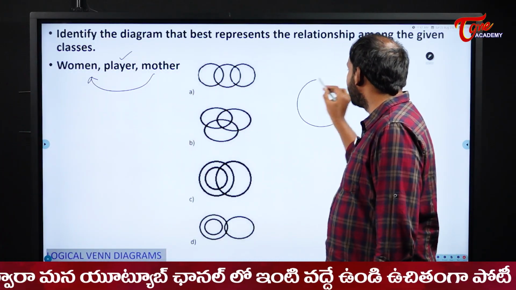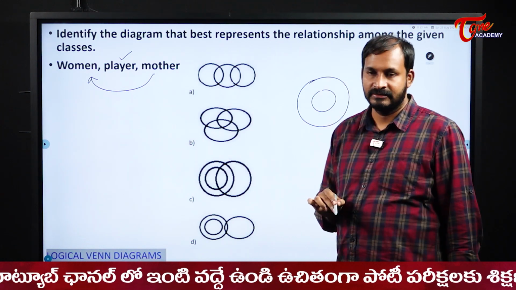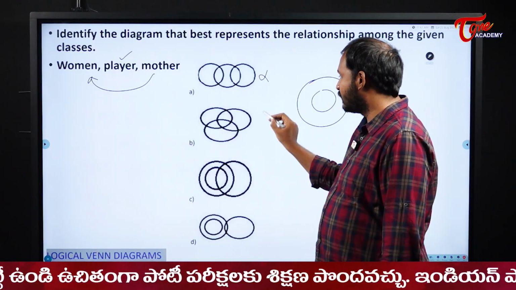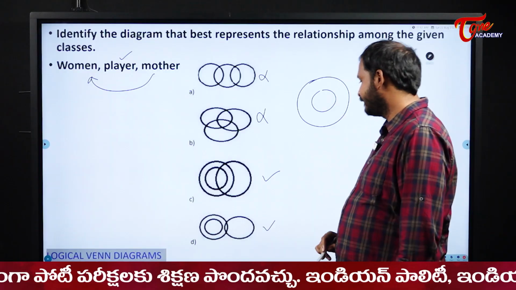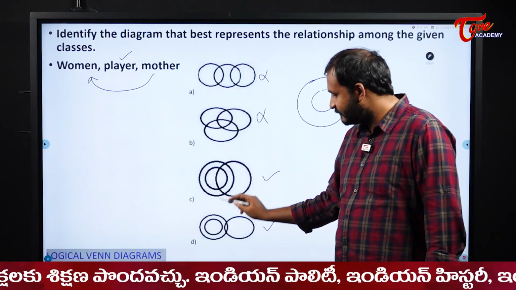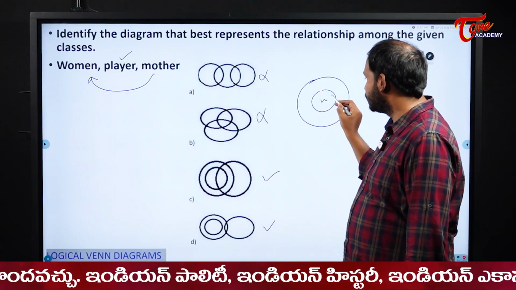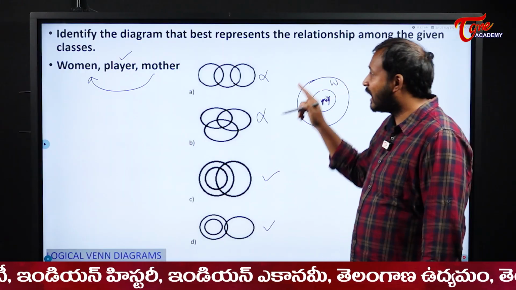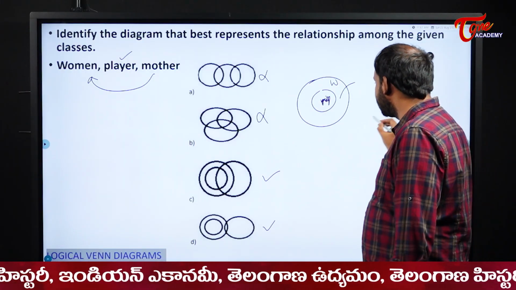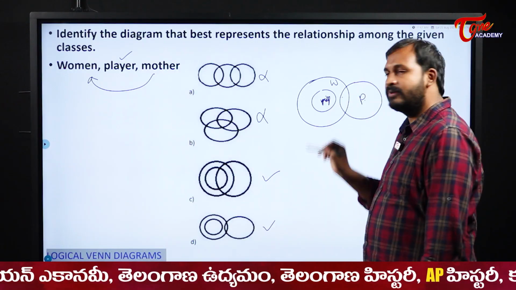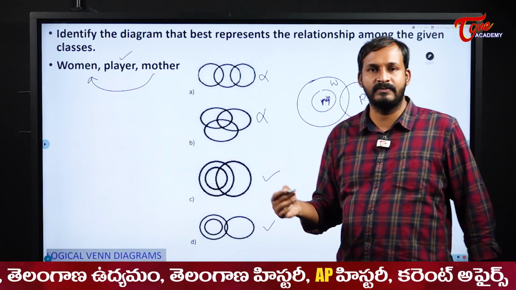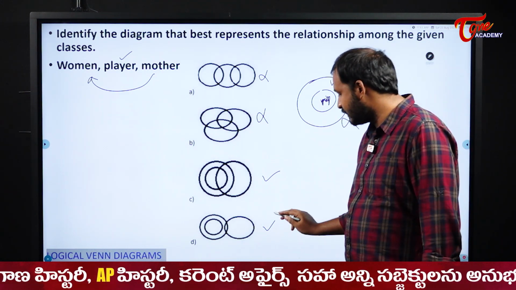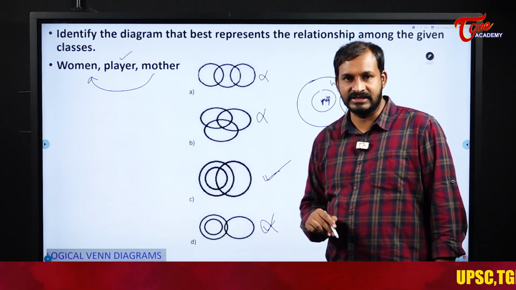So definitely one element should be completely inside the other. Please check in which option we have one element completely inside the other. Here we don't have, here we don't have. So I have two chances, C and D. Now please see, what is the difference between this one and this one? This is mother and this is woman, right? Now the other element is player. If I draw player here, players can only be women, right? But there are some mothers who are also players. Yes, sir, definitely. Because of that reason, this one is getting eliminated. So we will mark our answer as option C here.